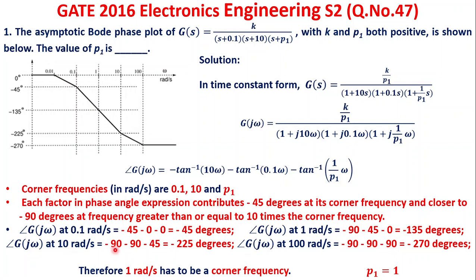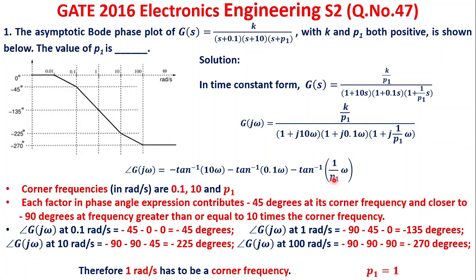Now at 10 radian per second, this corner frequency is 0.1. Already it has contributed minus 45 at 0.1. At 1 it is close to minus 90. Definitely at 10 also it is minus 90, because minus tan inverse of omega T has a maximum angle of minus 90 degrees. So this will contribute at 10 because 10 is the corner frequency. Therefore, this will contribute minus 45 degrees, and this has to contribute minus 90 degrees.